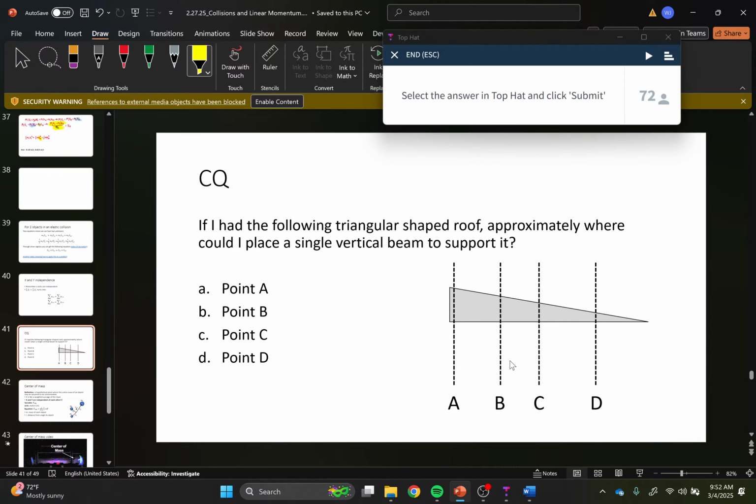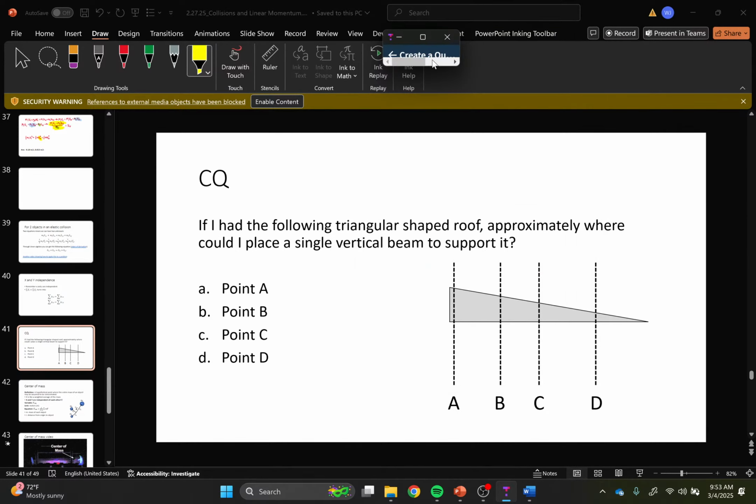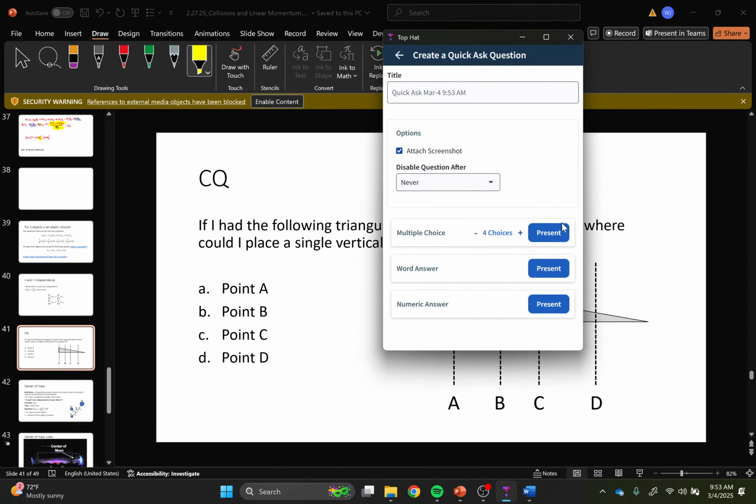Center of mass is very relevant to your day-to-day life. It's something that you interact with all the time. And this example is one of those. If I had the following triangular-shaped roof with a uniform density, approximately where would I place a single vertical beam to support it so that it's stable? Would you place it at point A, point B, point C, or point D? This question exists to show you why center of mass is important.